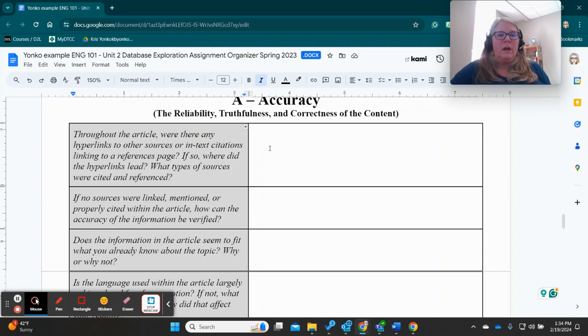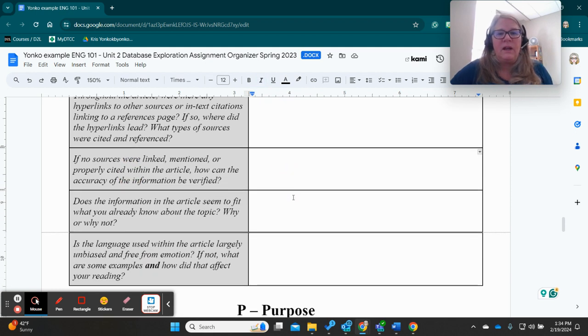All right, were there any hyperlinks to other sources? If so, where did the hyperlinks lead? What types of sources were cited and referenced? All right, here's where you can write a note like, I found mine on CRAAP, so there were no hyperlinks. If no sources were linked, how can the accuracy of the information be verified? So how do you know it's accurate?